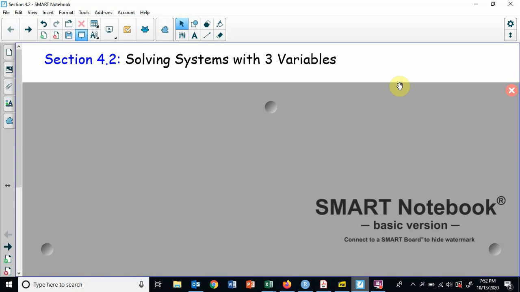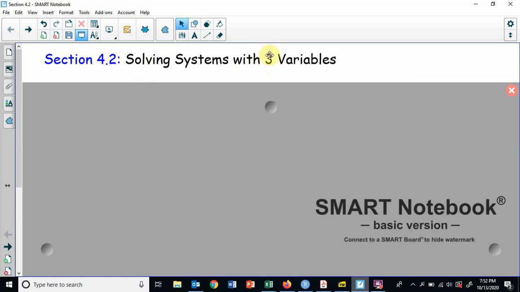And so here we are in our last section of this chapter, section 4.2. Remember, we skipped it and did 4.3, so now we're coming back for it. And so what we're doing in this section is stepping up our game. We're going to try to solve systems with 3 variables.